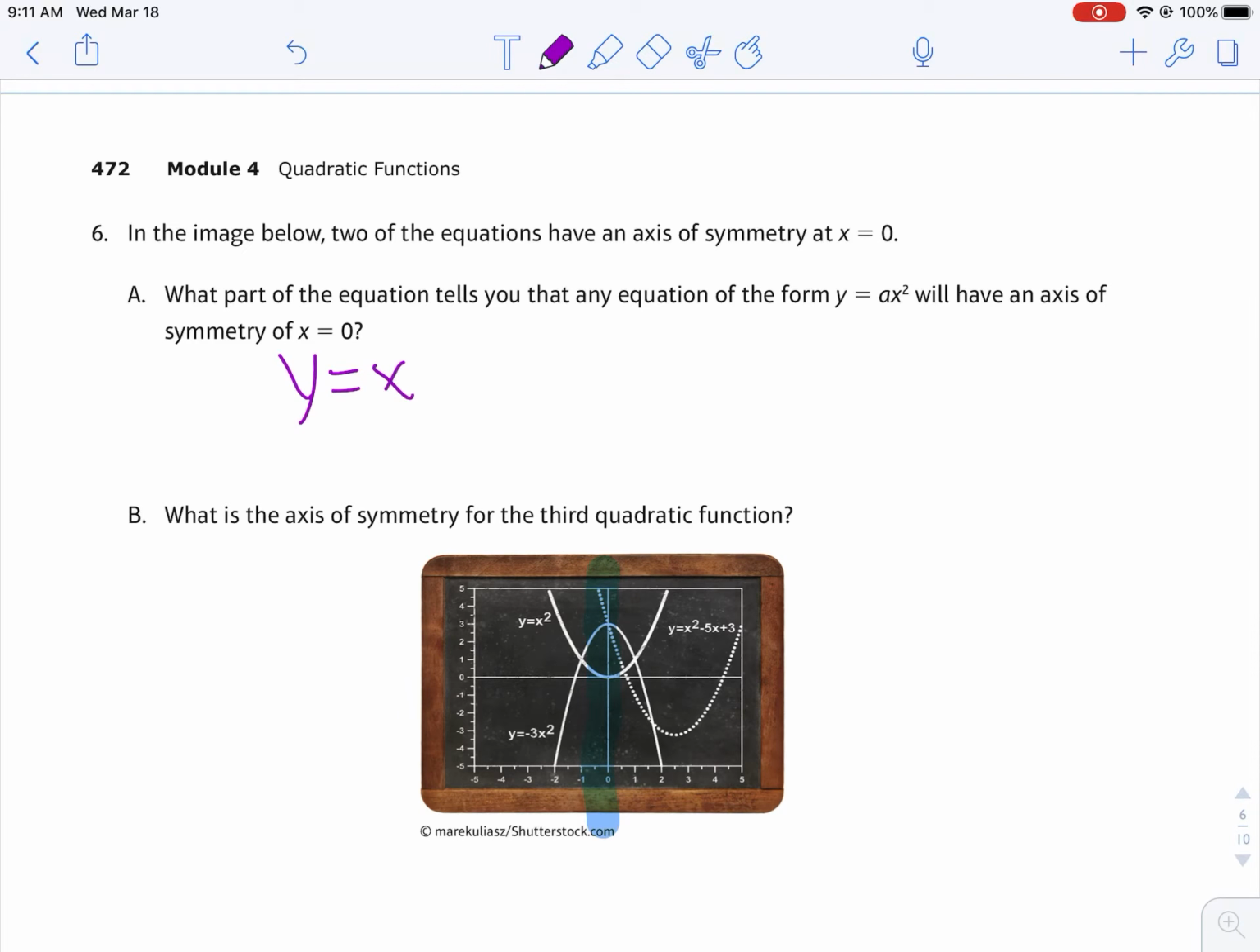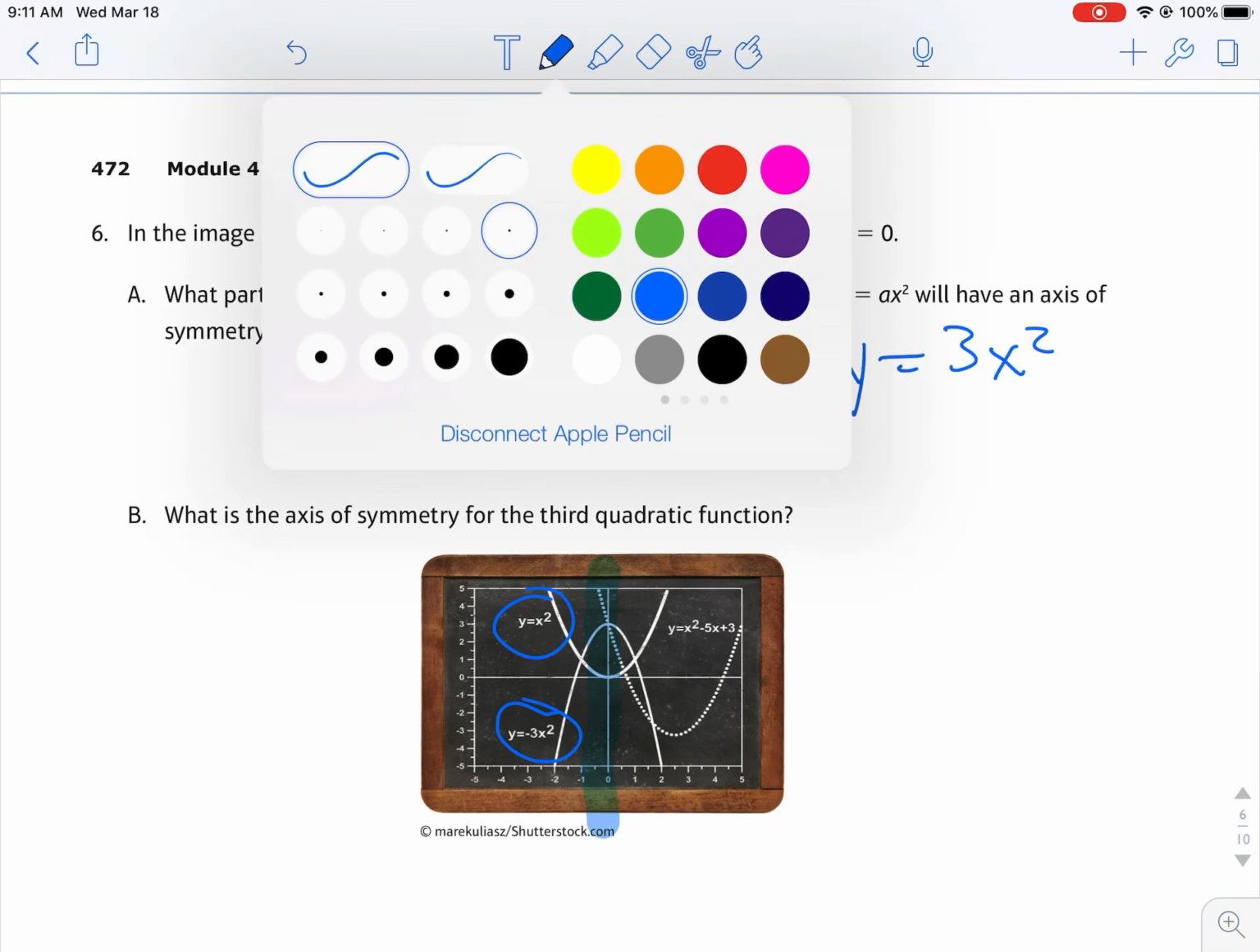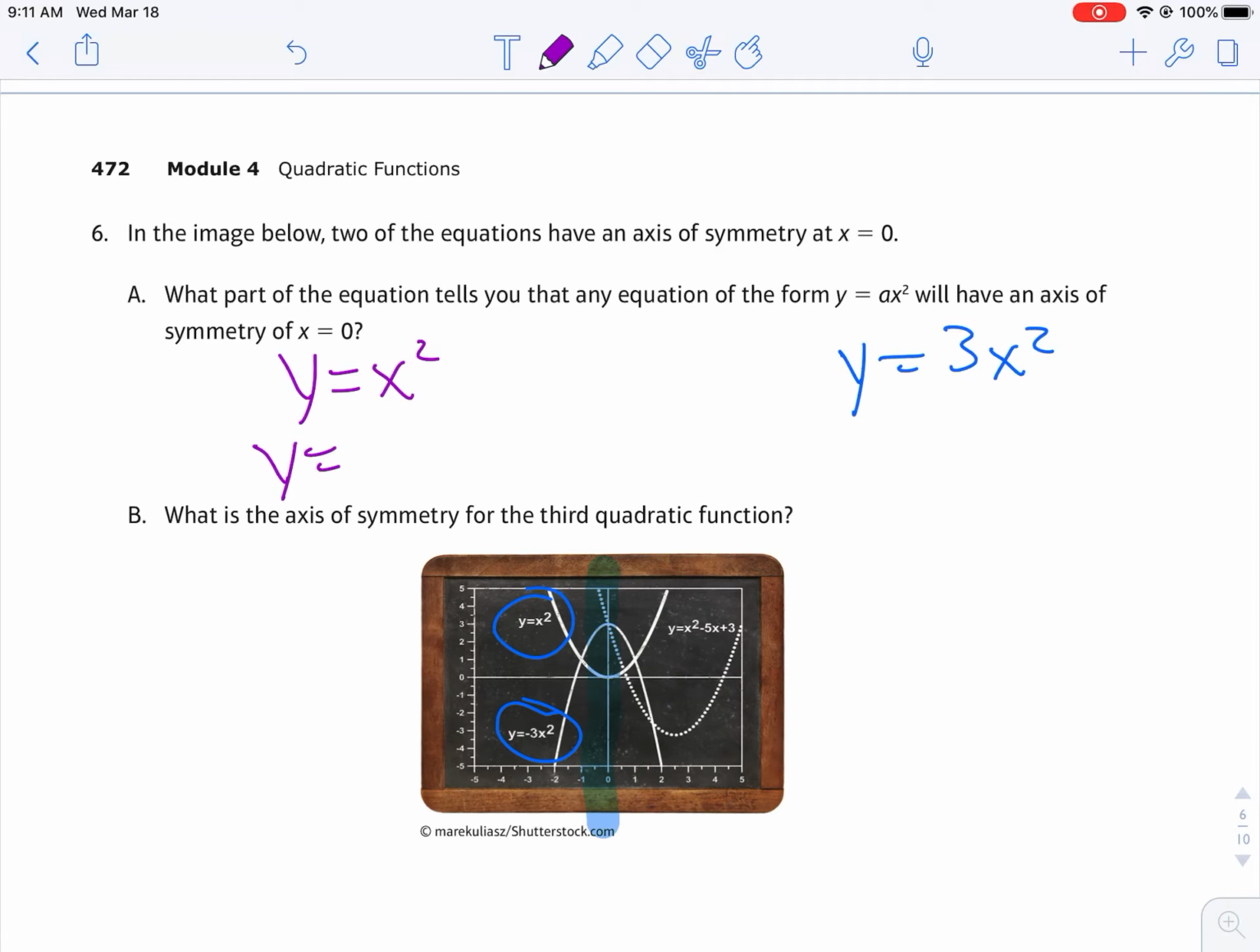Right now we're dealing with y equals x squared and y equals 3x squared. We're getting these equations right here. So if I rewrite this in vertex form, I'll get y equals (x minus 0) squared plus 0. And this 0 right here tells me that my axis of symmetry is 0. Similar concept over here: 3 times (x minus 0) squared plus 0. This is going to be that axis of symmetry.